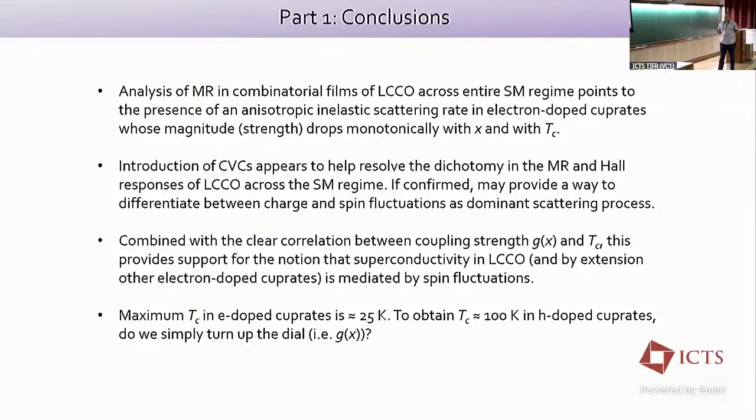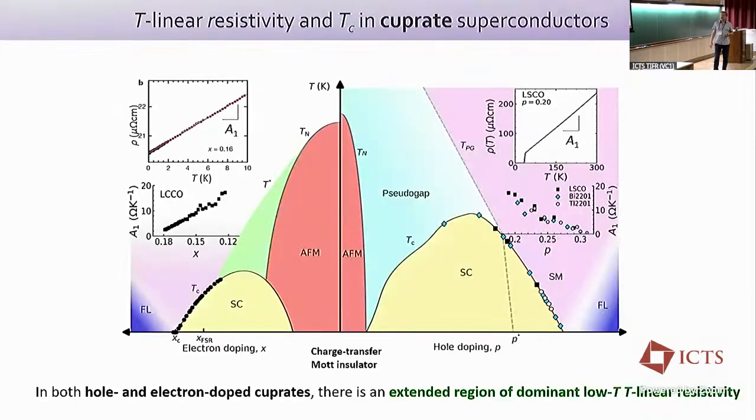And then finally, of course, I've made this point earlier on that the maximum TC in electron-doped cuprates is only 25K. So one might think, oh, all we have to do is just crank up this coupling even more, and then we can explain the much larger TCs occurring there, and also all the magnetoresistance should follow in the same way. But as I'll show you now in the remaining few minutes, that's clearly not the case.